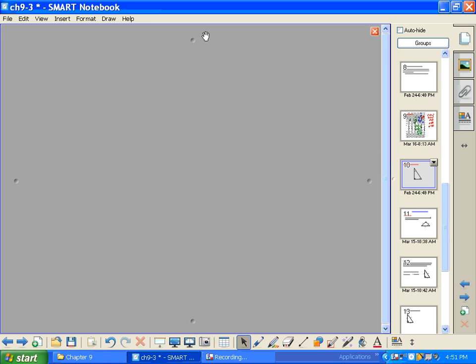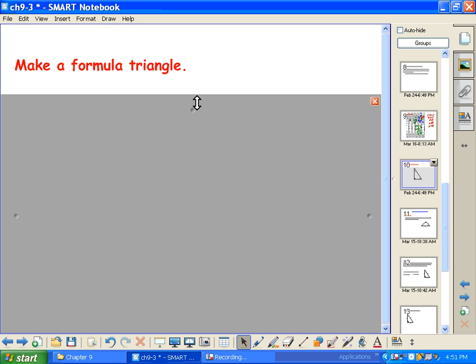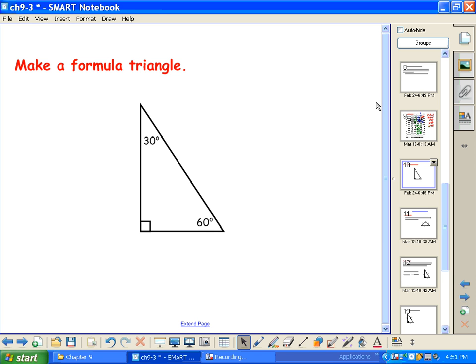Okay, so we need to make a formula triangle again, just like we did for our 45-45-90s. Before we do that, let me remind you of something we learned a while back. The shortest side of a triangle is always opposite the shortest angle. The largest angle is always opposite the largest side, which means the medium angle is across from the medium side. Keeping that in mind, let's figure out what we learned from our example triangle.